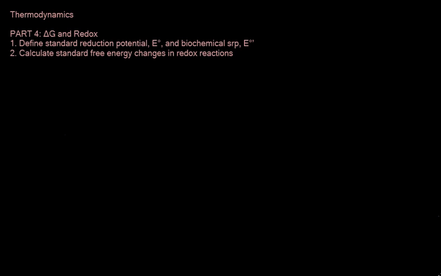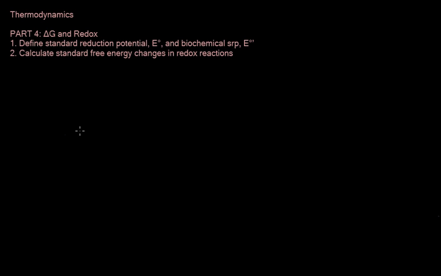Okay, thermodynamics part 4, where we're talking about delta G and redox, because it's very important just to touch on this, even if it's ever so briefly. Okay, so we're going to define the standard reduction potential, E naught, and of course the biochemical standard reduction potential, E naught prime. We're also going to calculate the free energy changes in redox reactions. So I'm going to give you that formula.